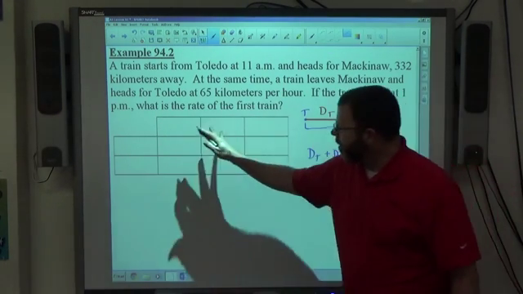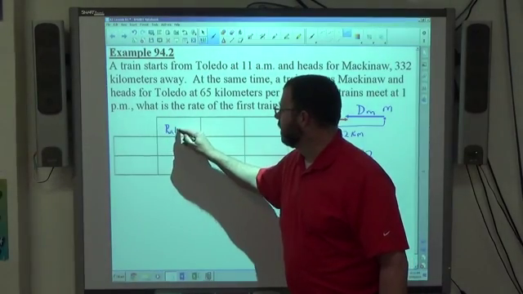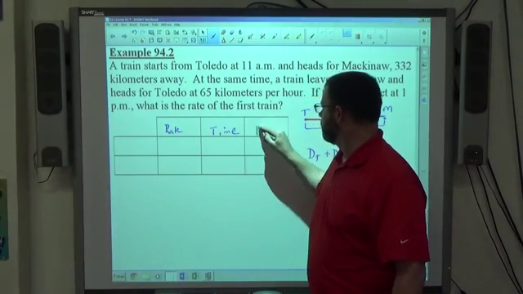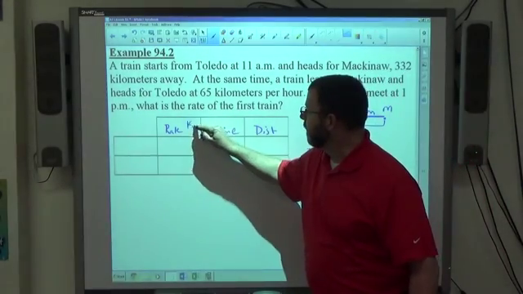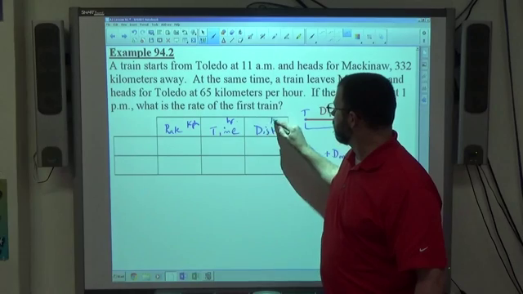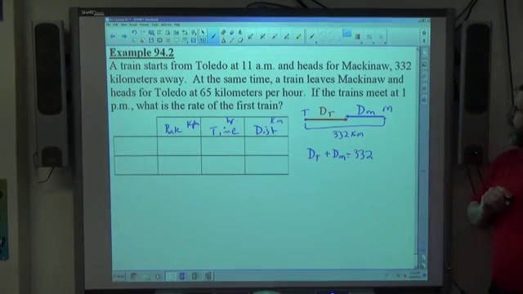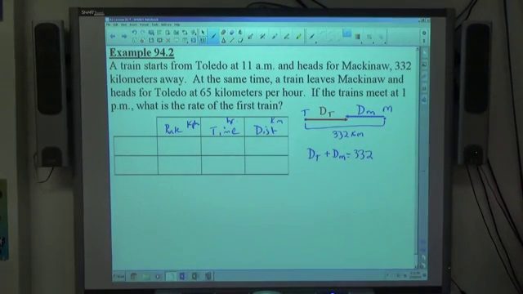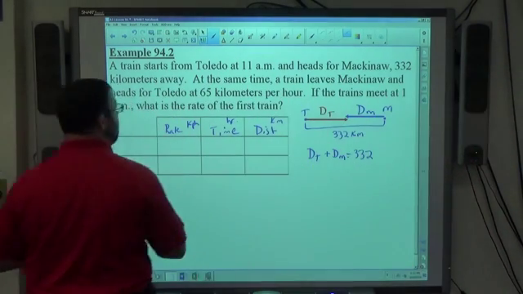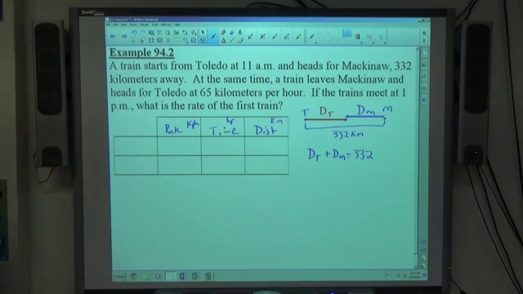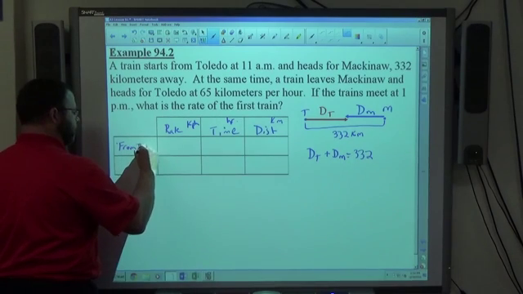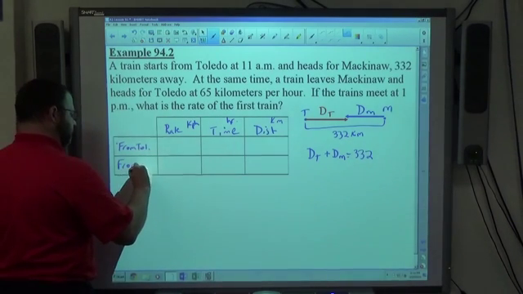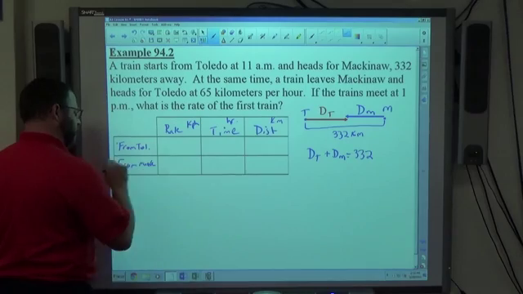As before, I've got my chart here, rate here, time here, and distance here. I can see once again we're dealing with kilometers per hour for a rate, so hours for time and kilometers for distance. So, a train starts from Toledo at 11, heads for Mackinac, 332 kilometers away. Same time the train leaves Mackinac, heads for Toledo, 65 kilometers per hour. Trains meet at 1 p.m. All right, so train from Toledo and from Mackinac.